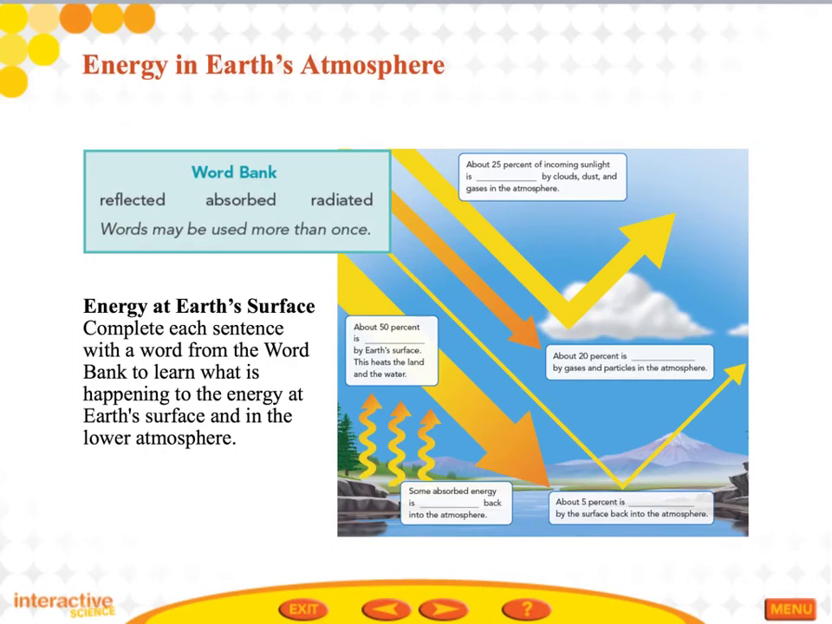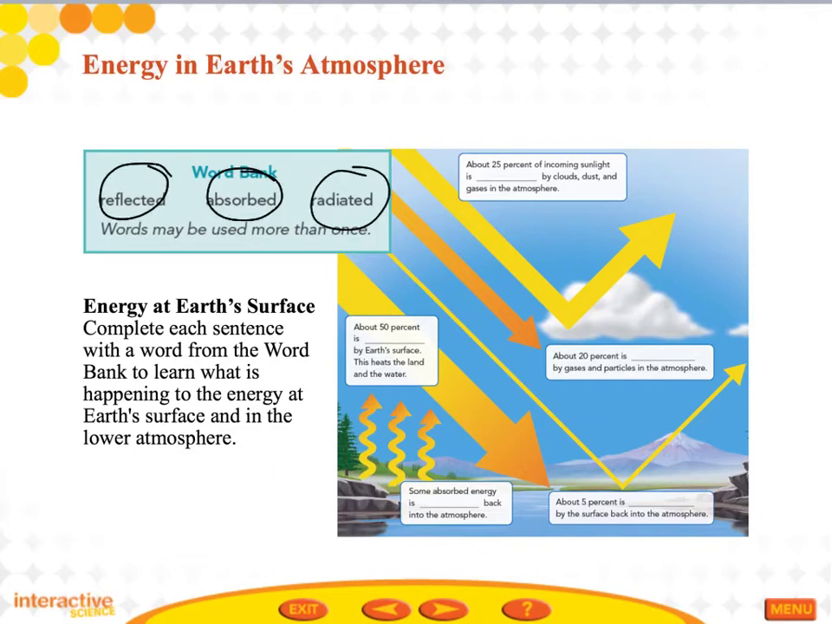Okay, so when energy hits the Earth's surface, when the sunlight rays come down through those various layers of our atmosphere, then some of those rays get some different things happening, right? They don't all get absorbed by our Earth. Some are reflected, some are absorbed, and some are radiated. So if we look at this picture and we use these words and we figure out what goes here. So let's look at this.